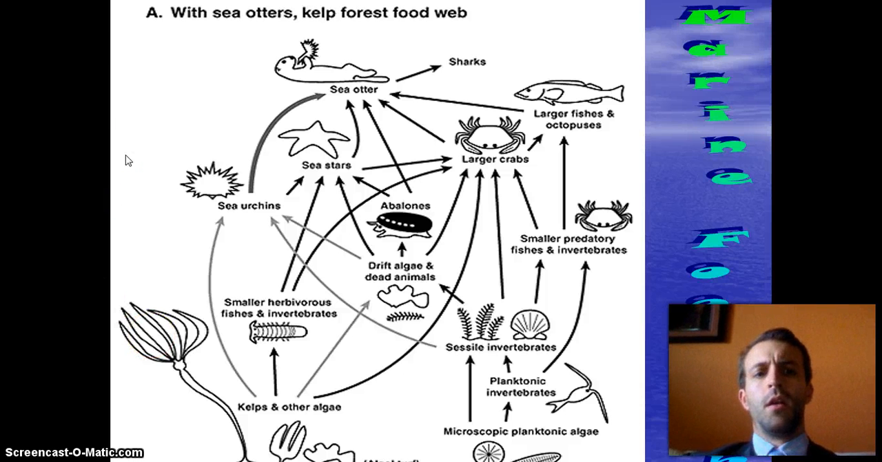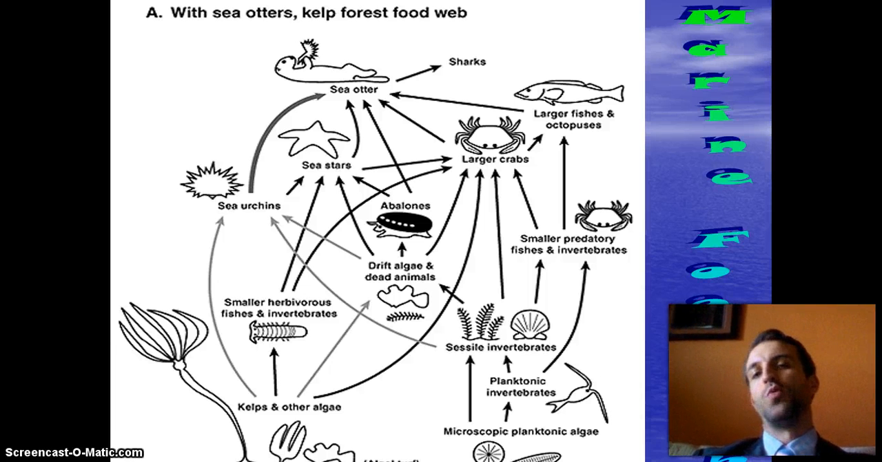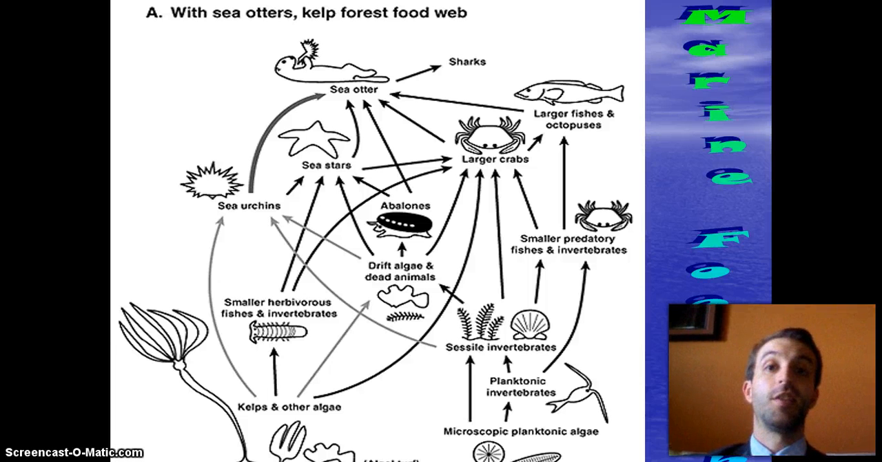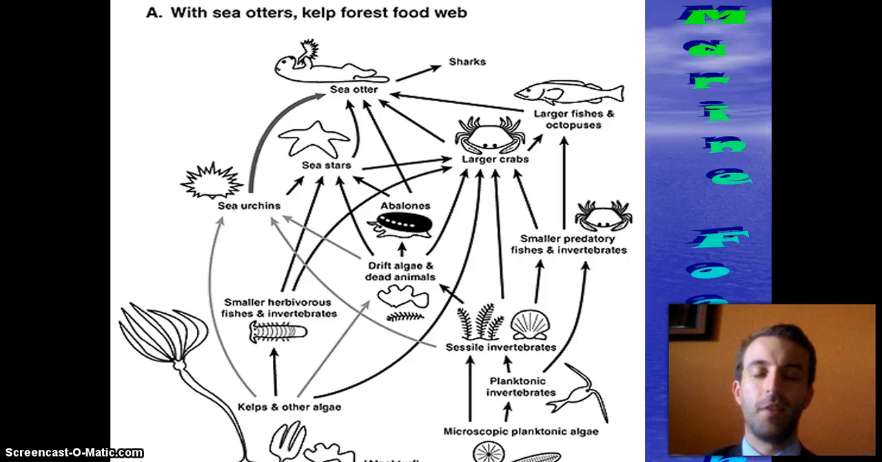Okay. This is just a very, very quick review of food webs. The main point here is that if you change one point in the food web, you could potentially change all the points. Now, in today's second video, we're going to be talking specifically about predator-prey relationships. So watch that one next.